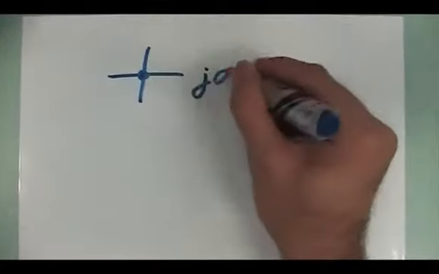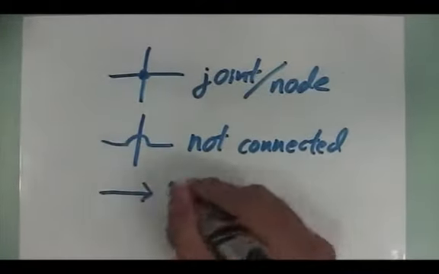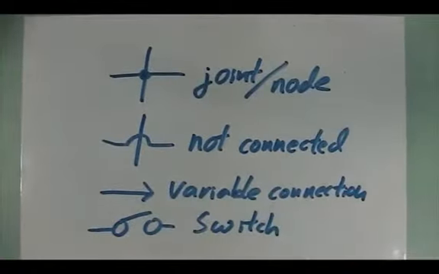Crossed wires with a dot are connected as a joint or node, crossed wires with a jump are not connected, an arrow represents a variable connection, and this represents a switch. Let us now move on to Kirchhoff's laws. He has two of them.